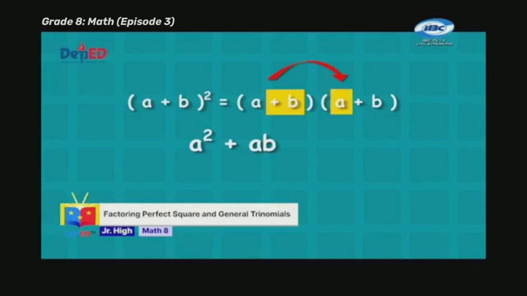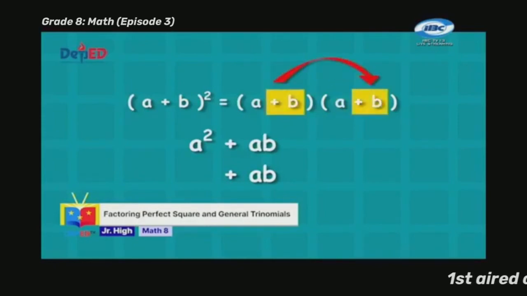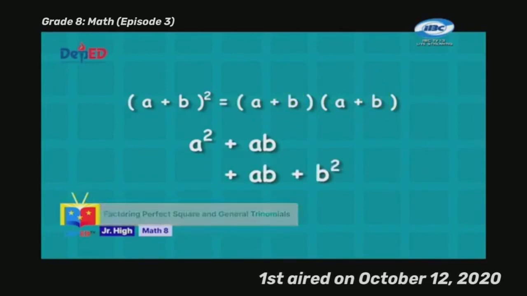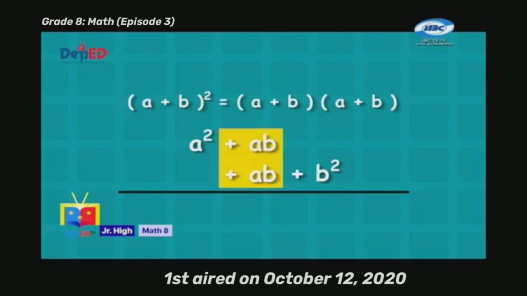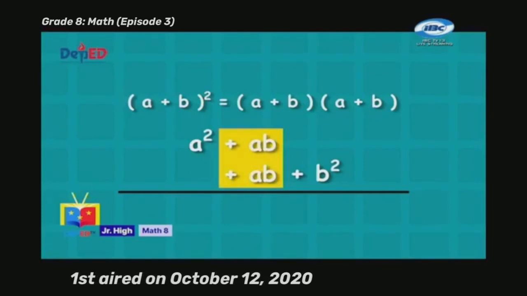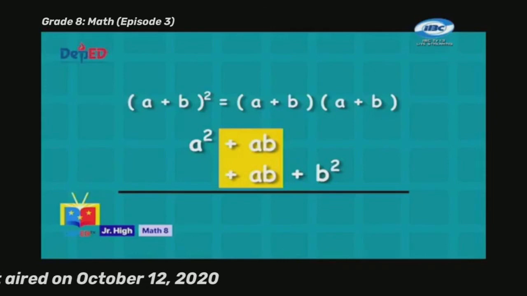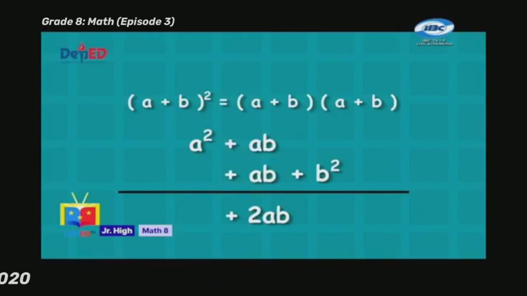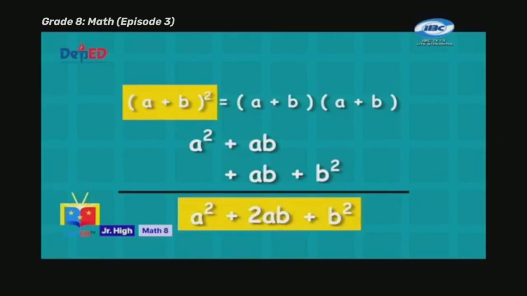Next is the inner terms. B times a is also positive ab. The product of the last terms, b times b, is positive b squared. We will now combine like terms. It is usually the outer and inner products that we add. In this example, ab plus ab is 2ab. Therefore, the square of a plus b is equal to a squared plus 2ab plus b squared.